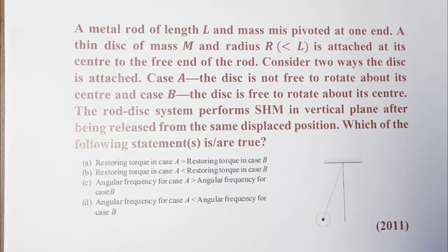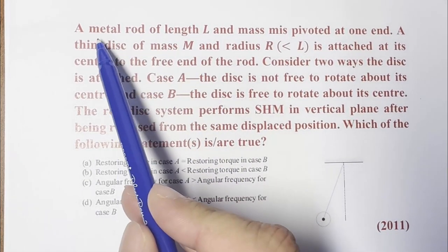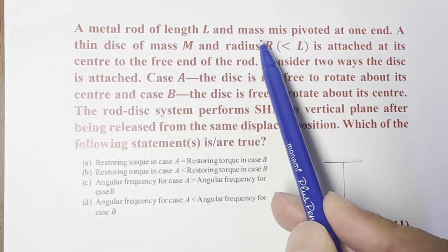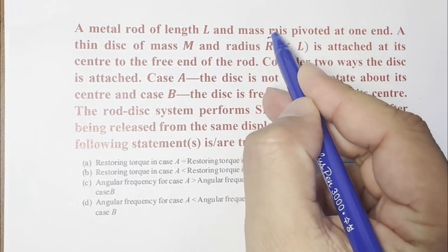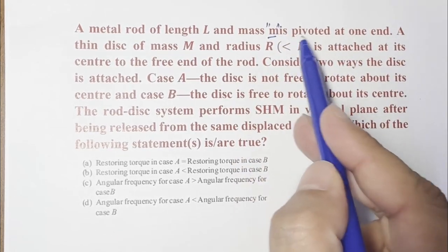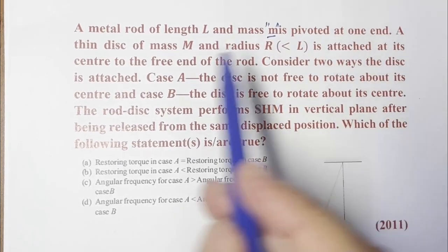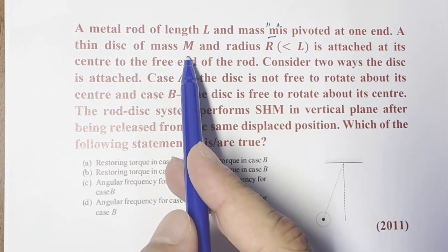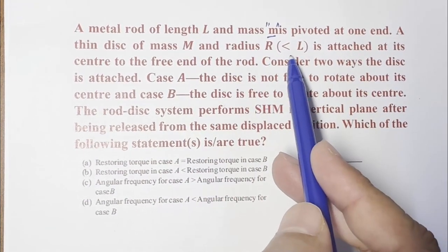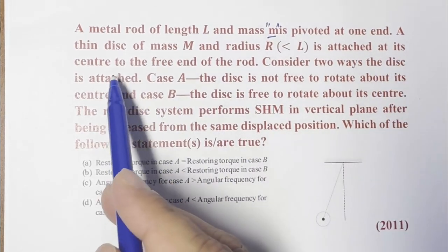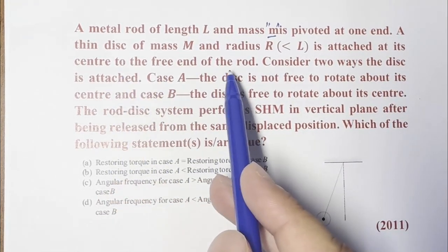Hello friends, today's question: a metal rod of length L and mass m is pivoted at one end. A thin disc of mass capital M and radius r, which is less than L, is attached at its center to the free end of the rod.